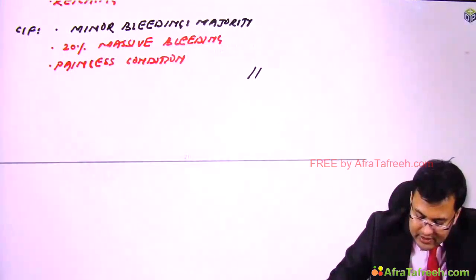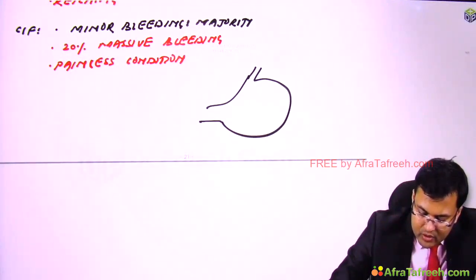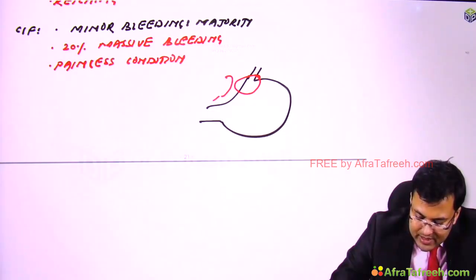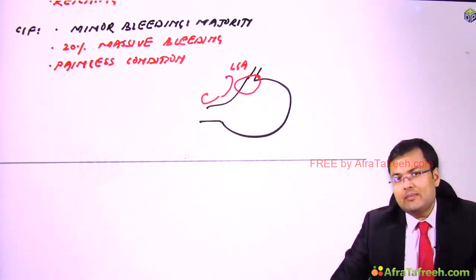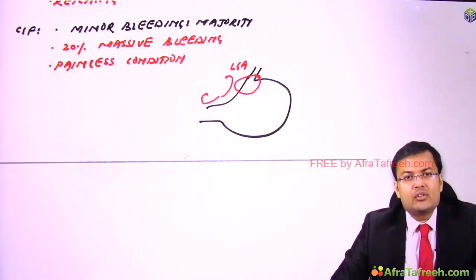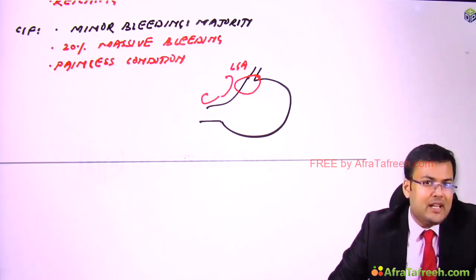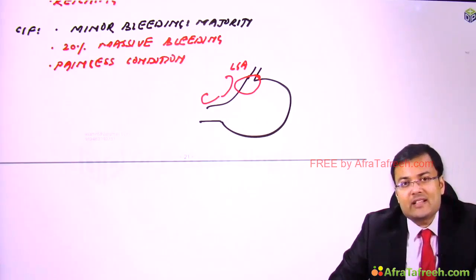If you see, this is the stomach. This is the cardia. This region is supplied by which artery? So you can easily predict that this is the left gastric artery. So the cardia is supplied by the left gastric artery. So the most common artery responsible for bleeding in Mallory-Weiss syndrome is the left gastric artery.